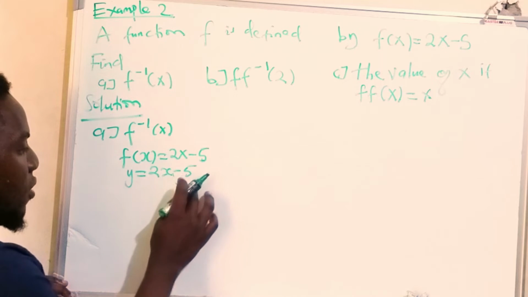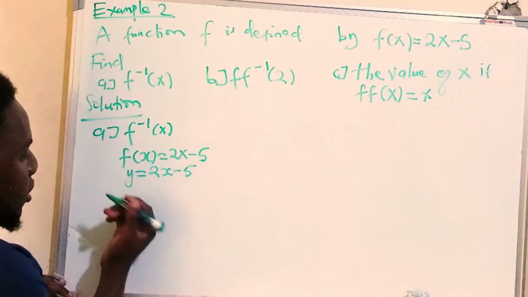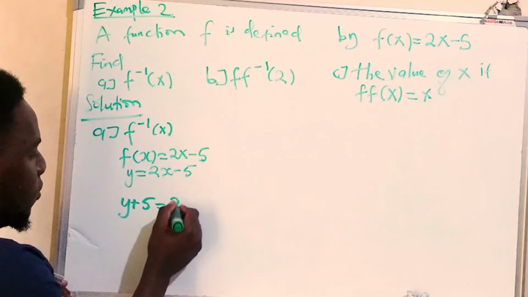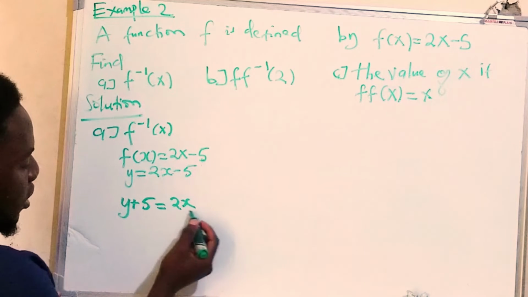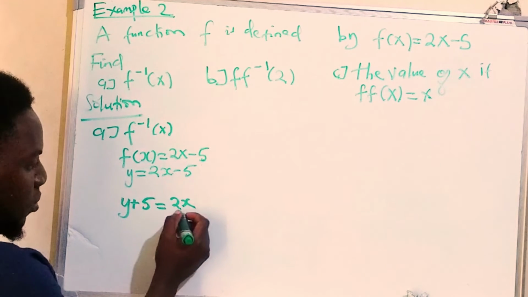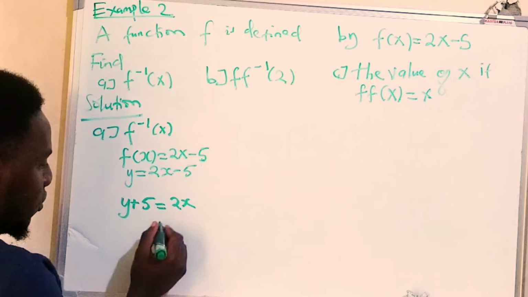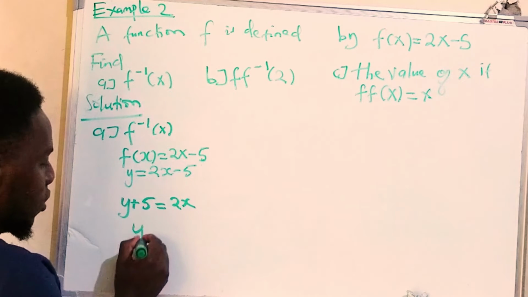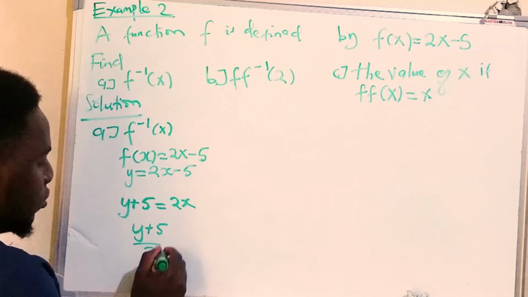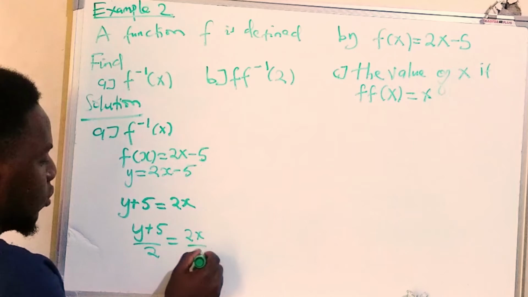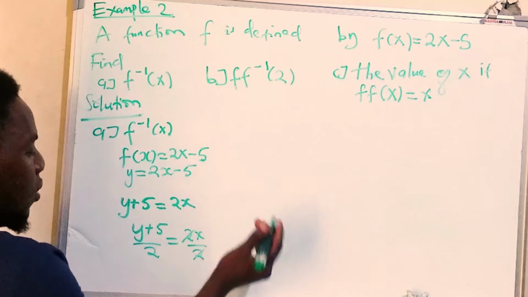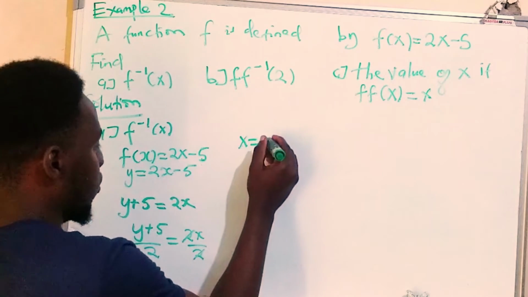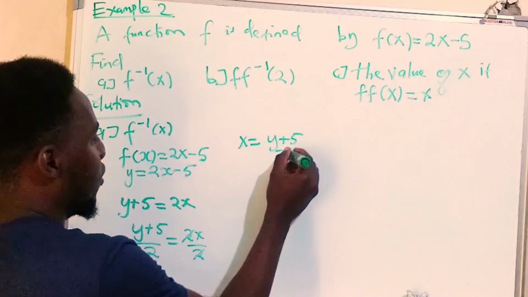So we are carrying -5 here. When you carry -5 to this side, it will be +5. It changes the sign. Then you have 2x there. So we are multiplying here. For us to remove this 2 here and leave x alone, we need to divide both sides by 2, because it's an equation. So we have y plus 5 divided by 2 is equal to 2x divided by 2. This and that will go. So I'll flip it and write x is equal to y plus 5 over 2.